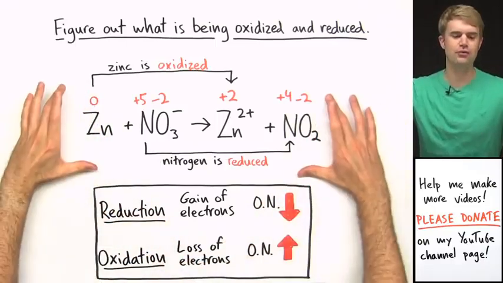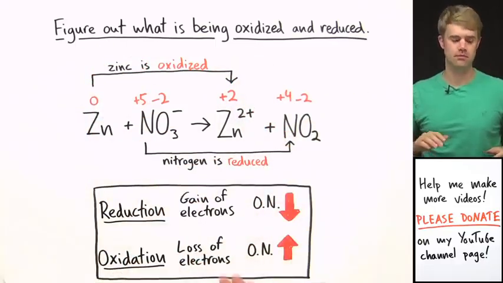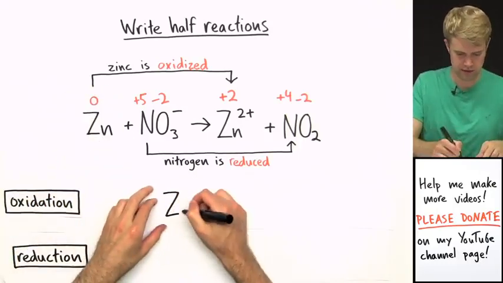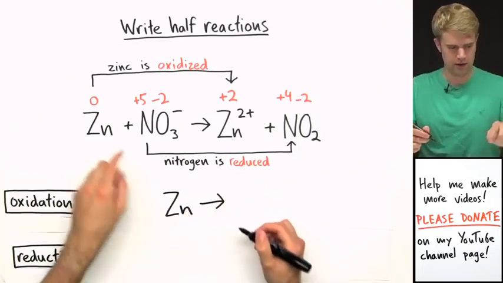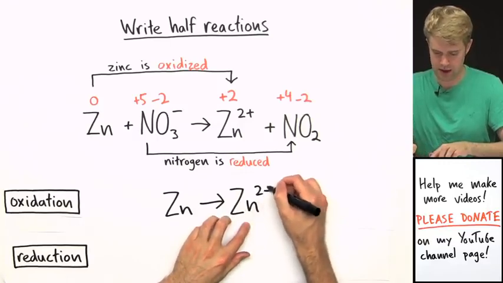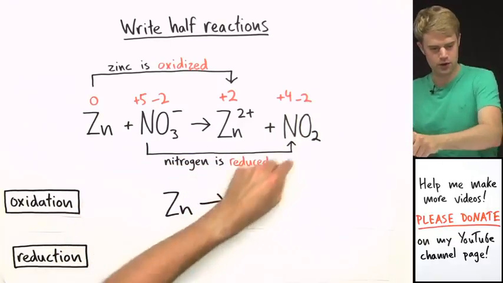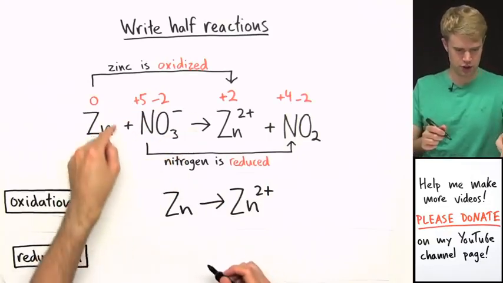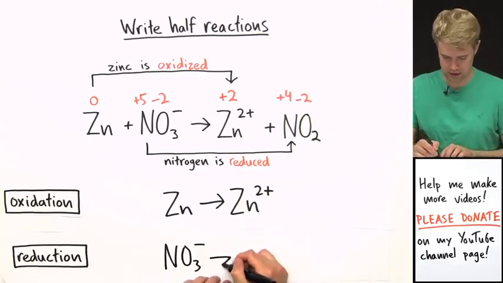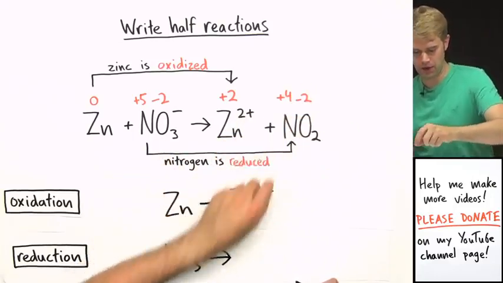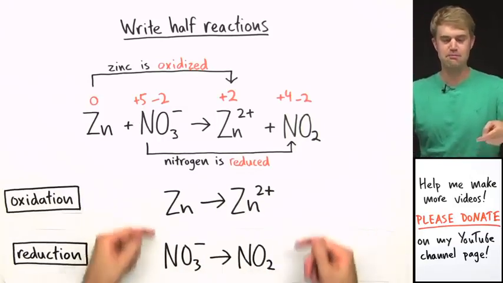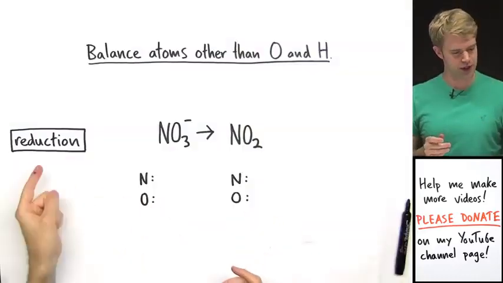Now let's write some half reactions for the oxidation and the reduction. The oxidation half reaction is going to look like Zn, and then Zn2+ on the right side. Nitrogen is getting reduced, so on the left side of the reduction half reaction is going to be NO3 1-. Then we got the arrow, and then the right side, NO2. Okay, now let's balance each one of these. We'll start by balancing the reduction half reaction.